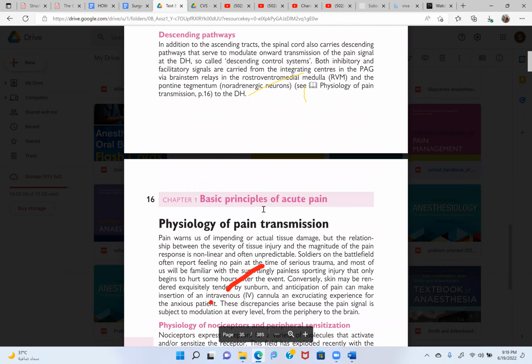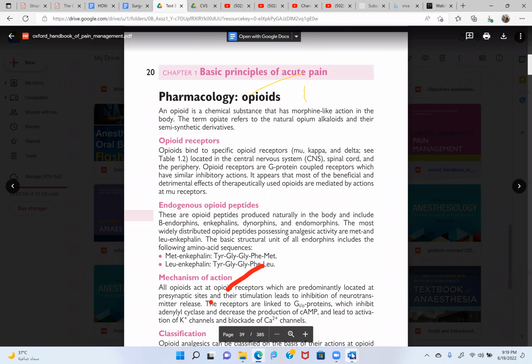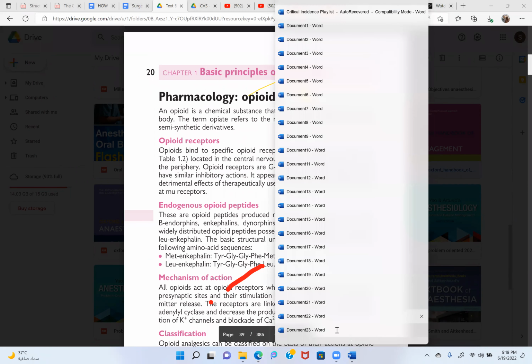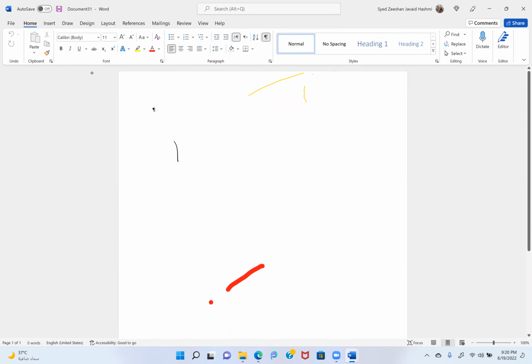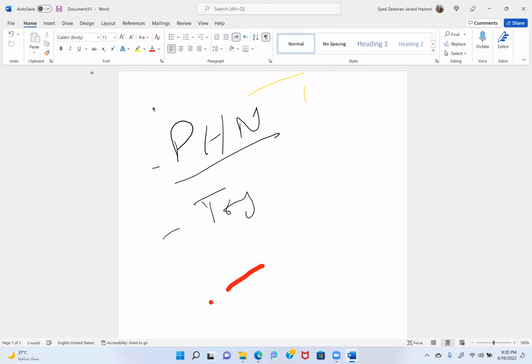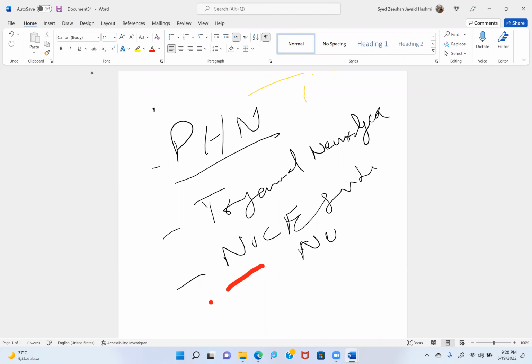So, okay. Actually, there are some important pain topics I will just try to tell, because I have discussed some of the topics separately. What is post-herpetic neuralgia? What is trigeminal neuralgia? Okay. And what is NICE guideline for neuropathic pain? Okay, anyone please.